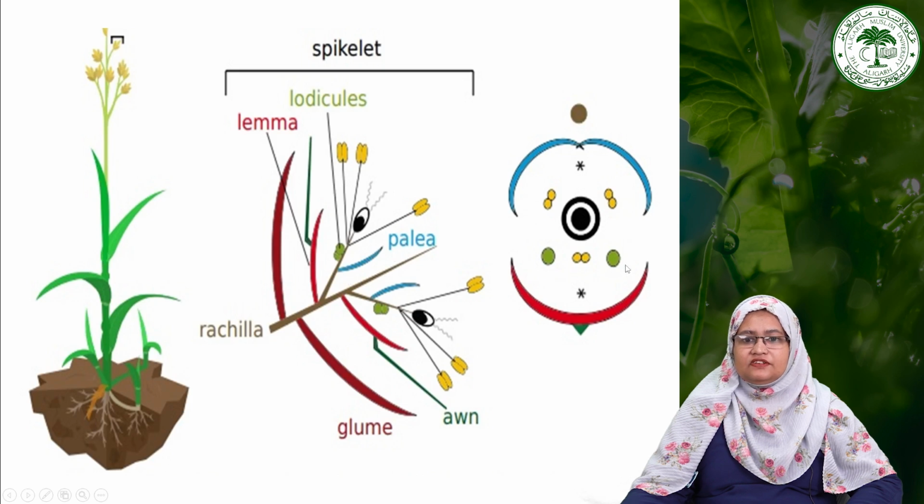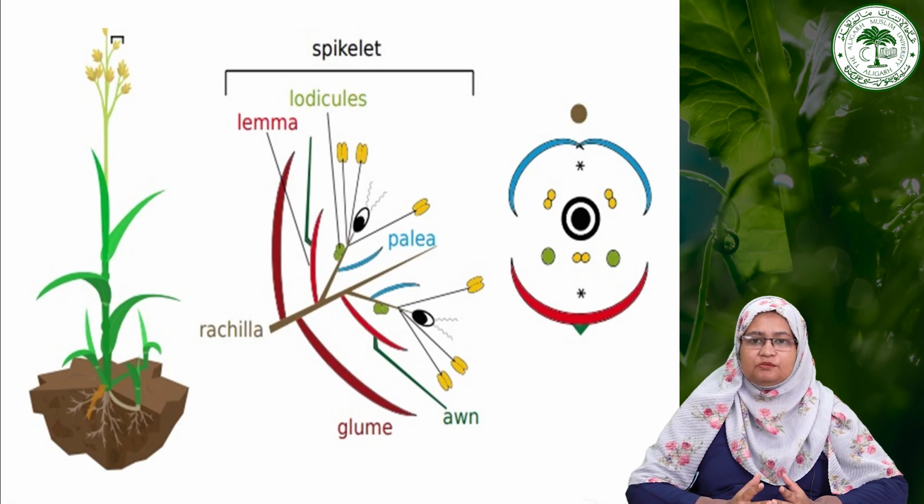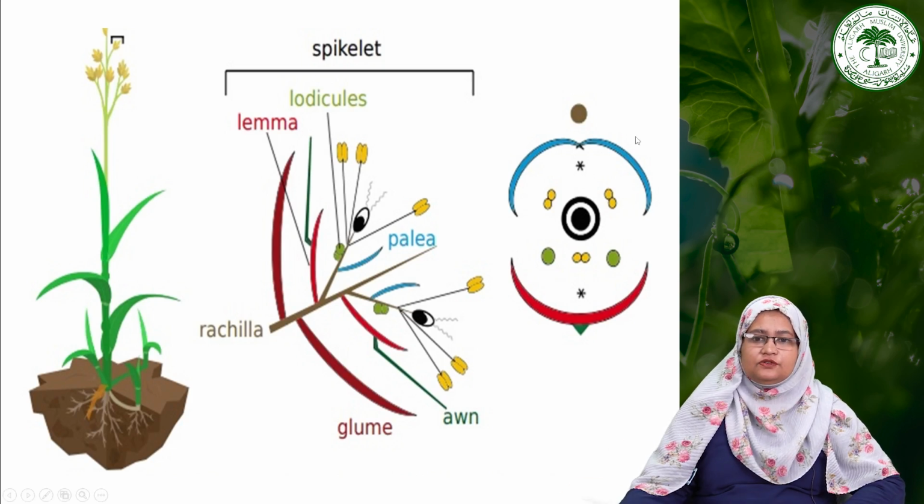In this floral diagram you can see this is the lemma and this one is the palea. The green dots represent the reduced perianth, the yellow portion represents the stamens, and the gynoecium is generally represented by a monocarpellary ovary. So this is the spikelet inflorescence, or the single spikelet. Here you can see a single floral diagram of the Poaceae family.